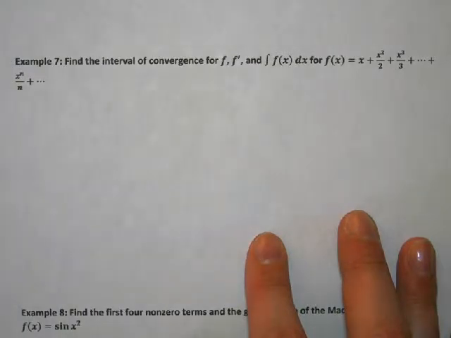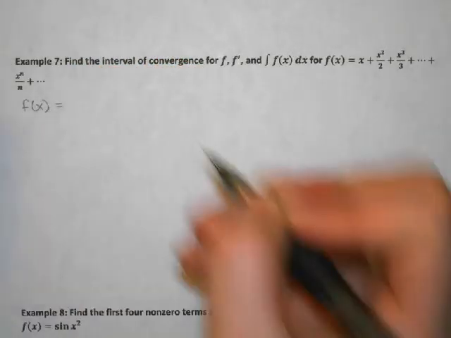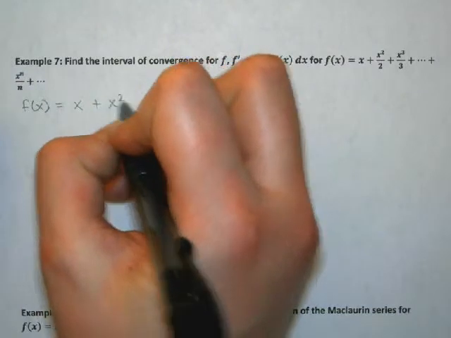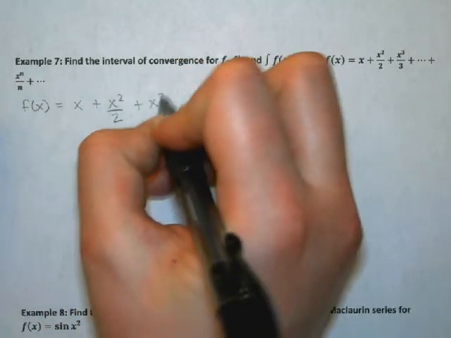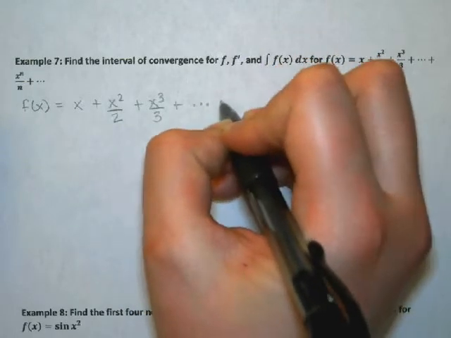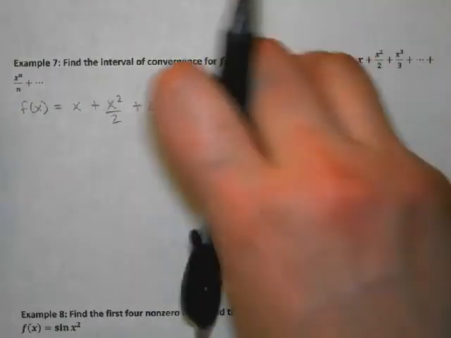All right, so this one wants us to take f of x and then take the derivative and take the antiderivative, and it wants us to find the interval of convergence for all of them. Okay, so we're going to go ahead and write f of x, which is x plus x squared over 2 plus x to the third over 3, not x to the fourth, x to the n.